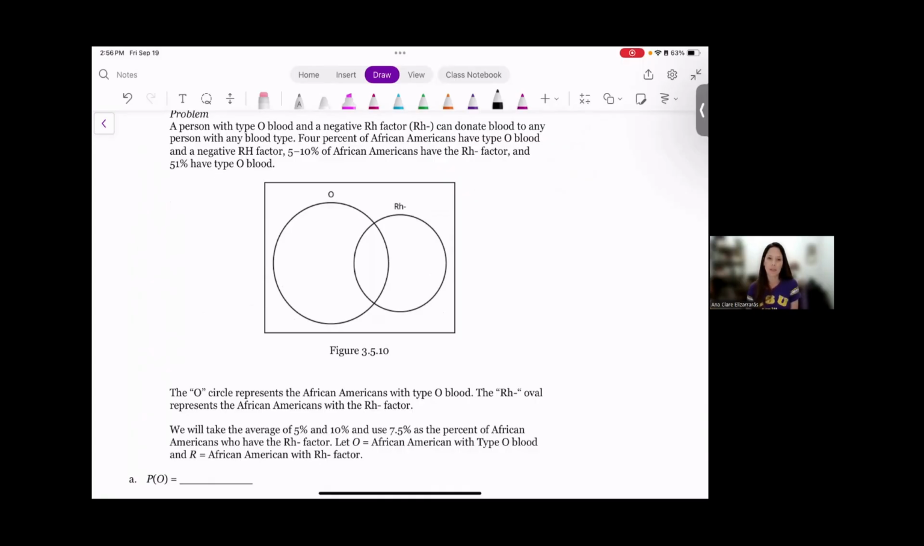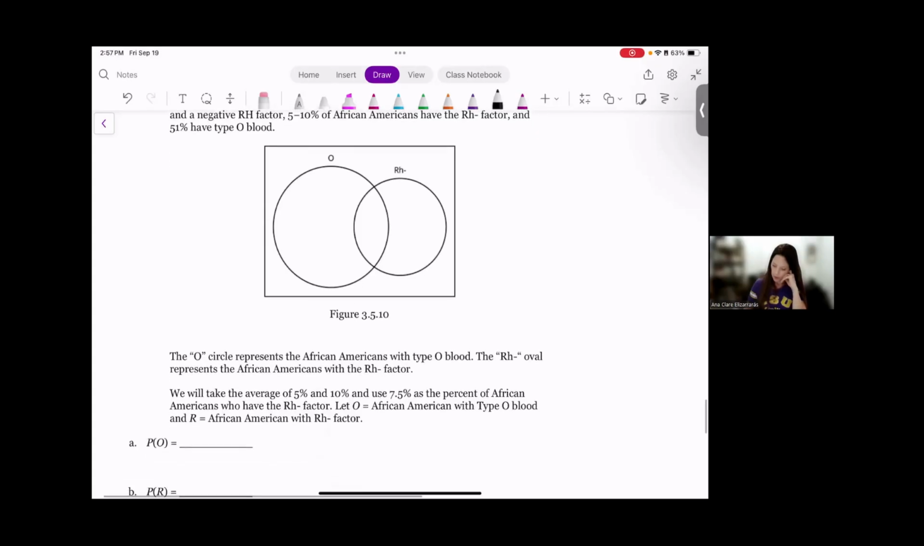The O circle represents African Americans with type O blood. The RH negative oval represents the African Americans with the RH negative factor. We will take the average of 5% and 10% and use 7.5% as the percent of African Americans who have the RH negative factor. Let O equal African American with type O blood and R equal African American with RH negative factor. So O is blood and RH negative is the factor.